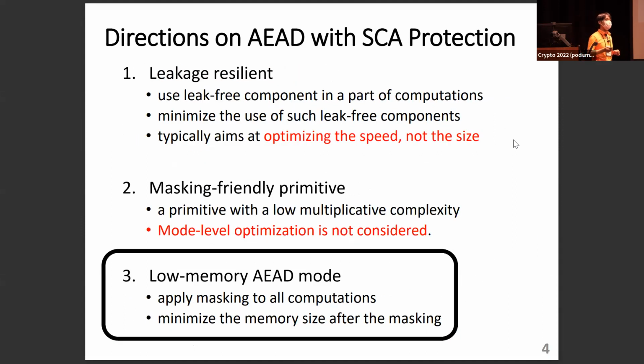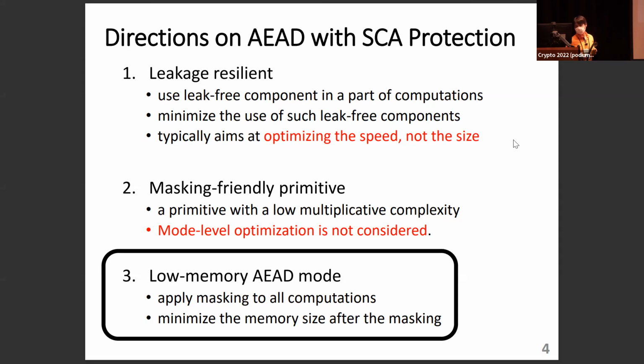There are several previous research directions on AEAD with masking-friendly AEAD. The first direction is leakage resilient cryptography. Those schemes use leak-free components in part of the computations, and the usual goal is to minimize the use of such leak-free components. So they typically aim at optimizing the speed and not the size. So the goal is different from our research.